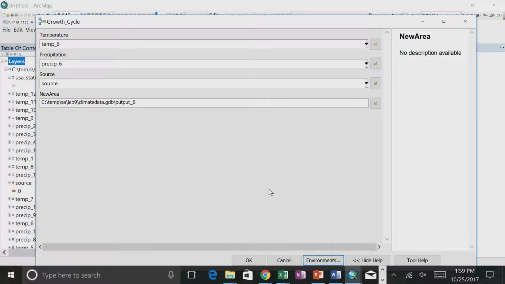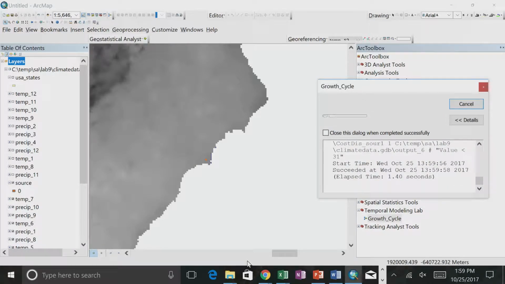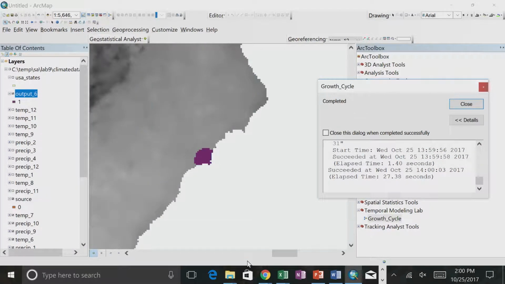I'm going to say OK. And then I'm going to say OK. And then it's going to run, and the output is going to be a little bit bigger than this orange dot. And it's going to show where the weed got to. All right, there it is. That's the output for 6.